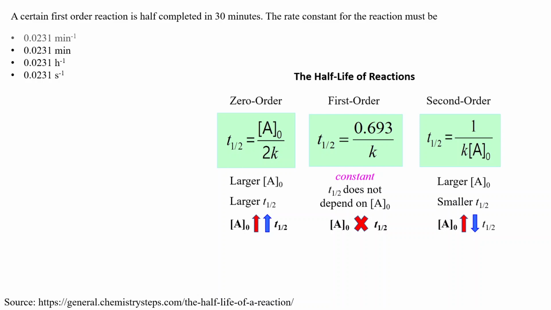Okay. Next we have the second order reaction. Here we can see that T half is equal to 1 by K multiplied by the initial concentration of the reactant.